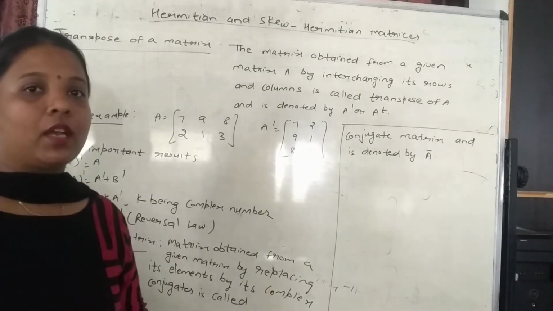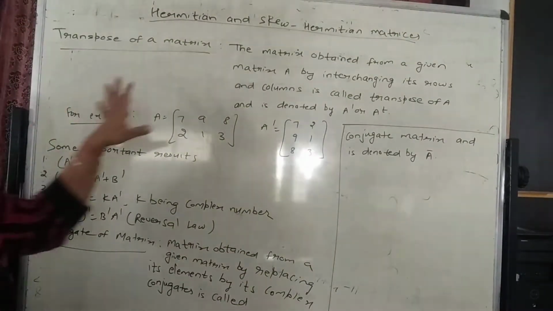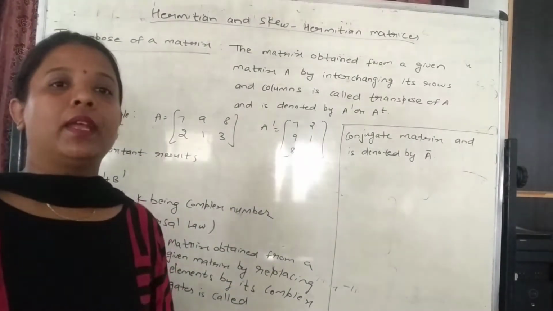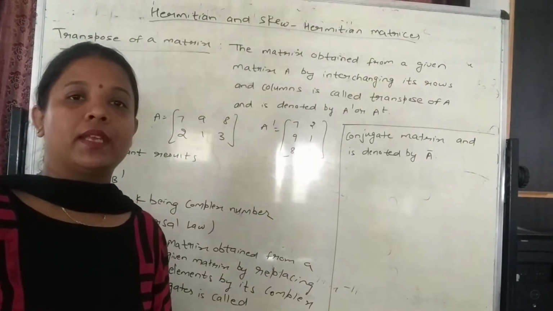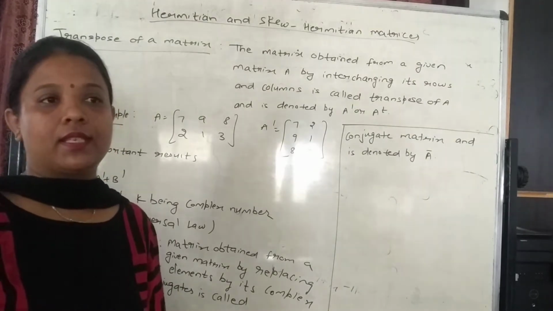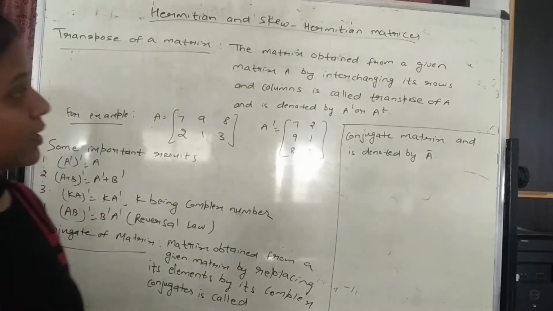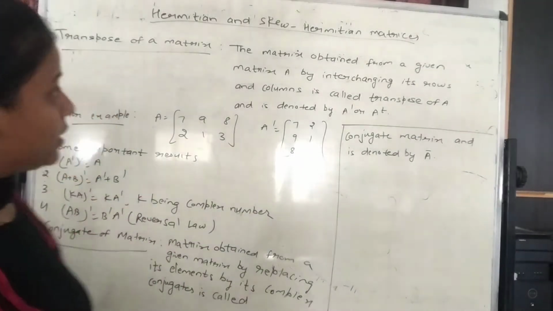Today we will discuss the topic Hermitian and skew Hermitian matrices. This is a topic of the subject Algebra and Trigonometry. This is the subject of the classes BSc Honours Maths first year, BSc CSM first year, BSc Non-Medical first year and BA first year.